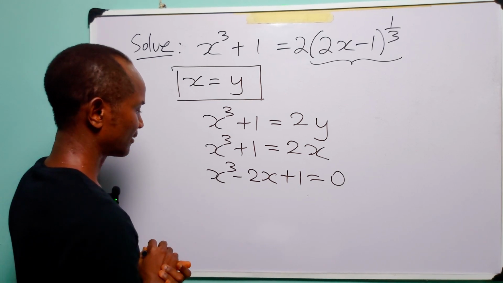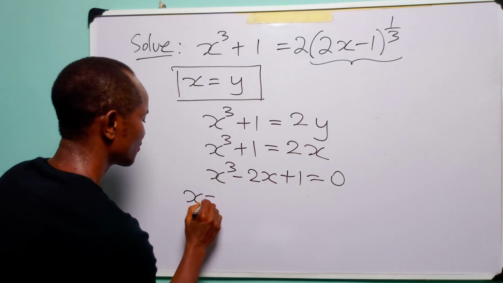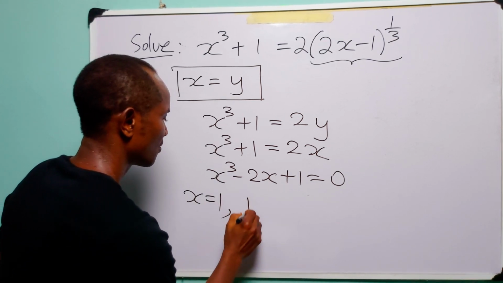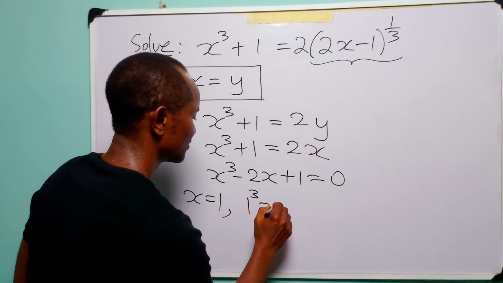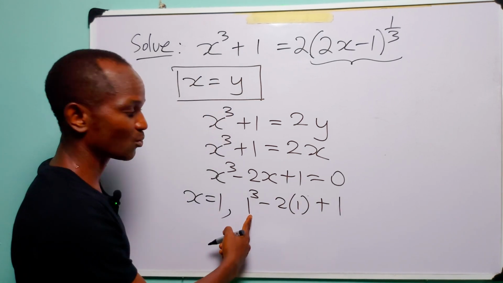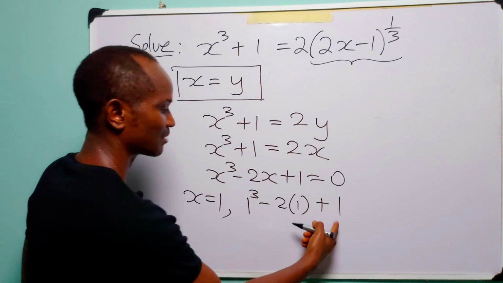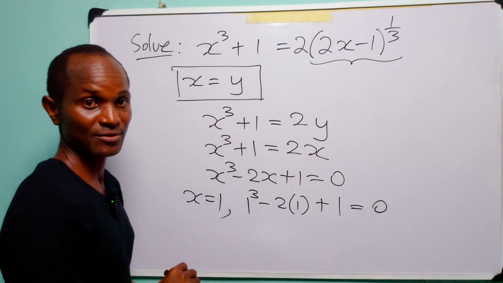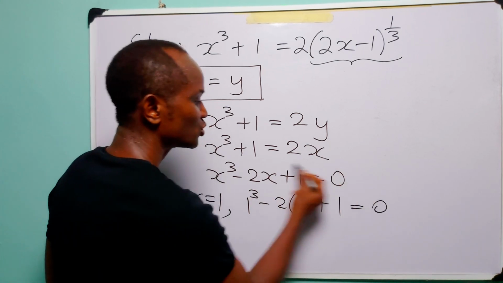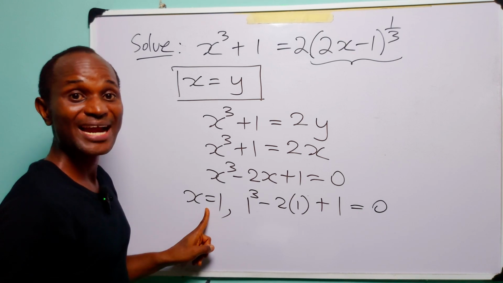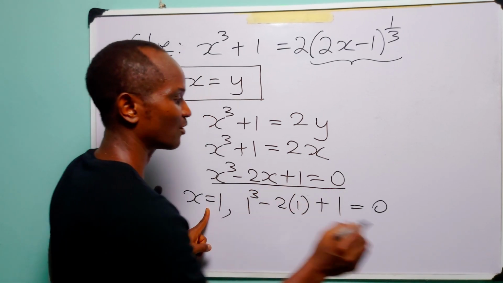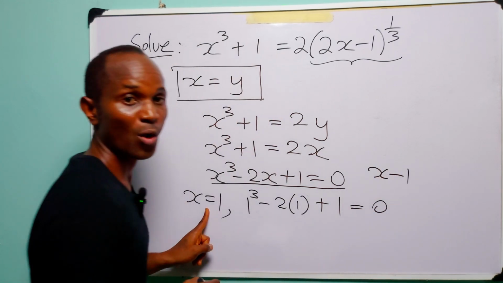Let us try 1. So when x is equal to 1, we have 1 cubed minus 2 times 1 plus 1. 1 cubed is 1, minus 2, that is minus 1, plus 1 is equal to 0. So that means that x is equal to 1 is a root of this equation. So to find the other roots of this equation, we must divide this polynomial by x minus 1.